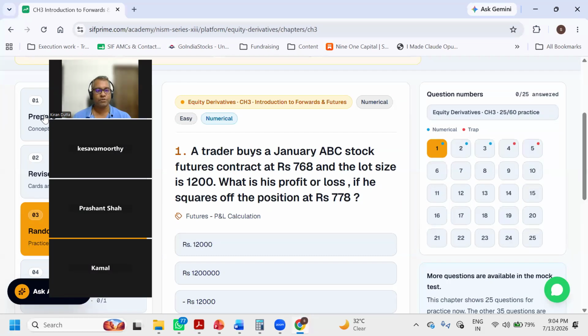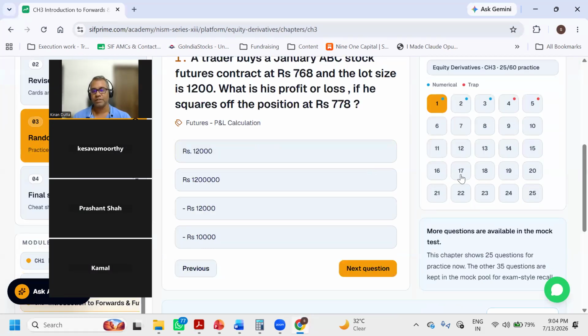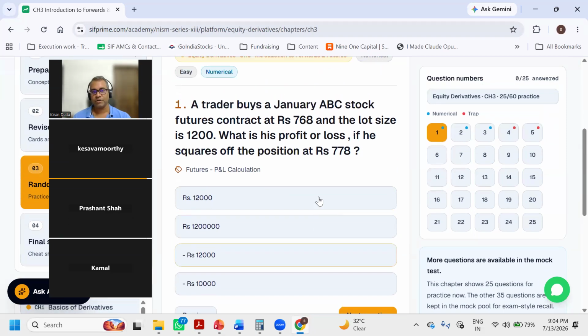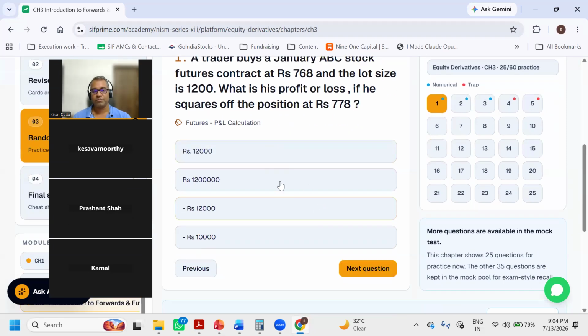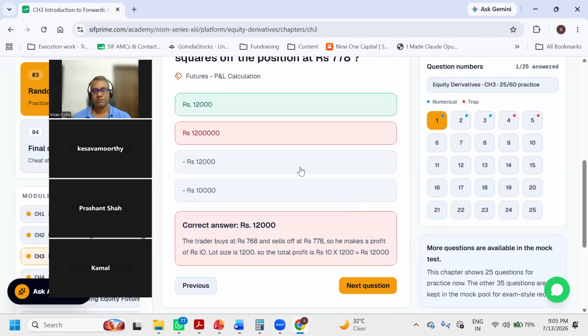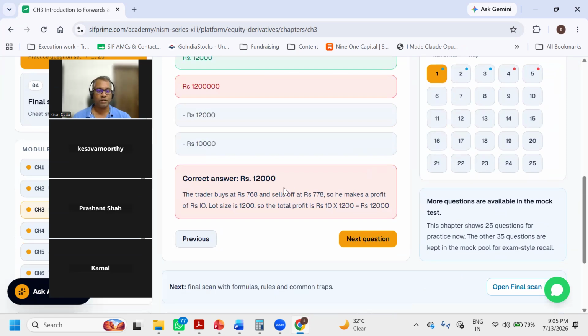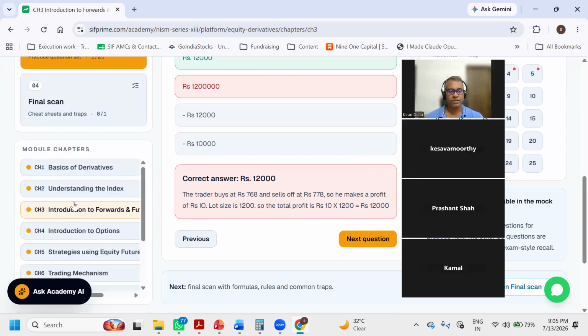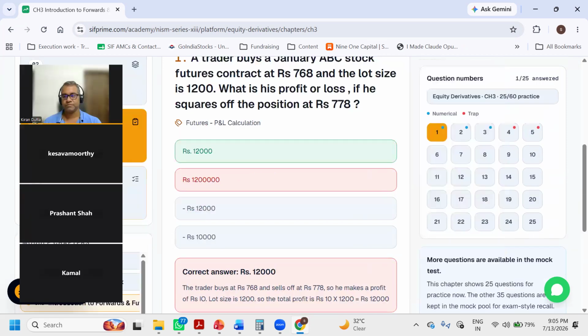You can attempt those questions, and in case you get something wrong, for example, I think this should be 12,000, but let me put 12 lakh. Okay, so the correct answer is this. It will give you an explanation on why it is going wrong. You can revise that. And then there is this final scan.